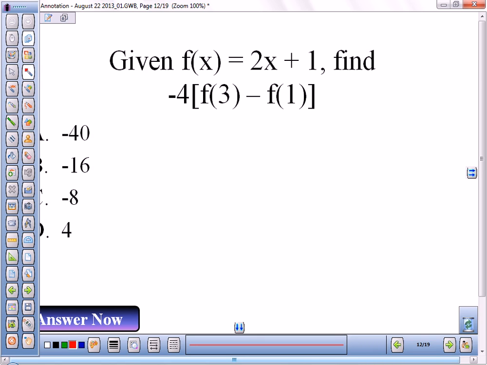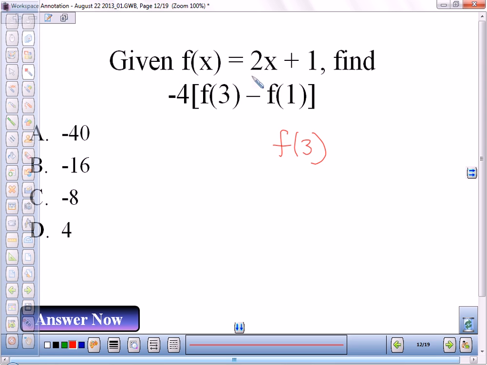Okay, so when we look at this, f of x equals 2x plus 1. So if we find f of 3, we're plugging 3 into this function. So it becomes 2 times 3 plus 1. What is 6 plus 1? 7. Okay, now let's find f of 1. Plug it in. 2 times 1 plus 1 is 3.